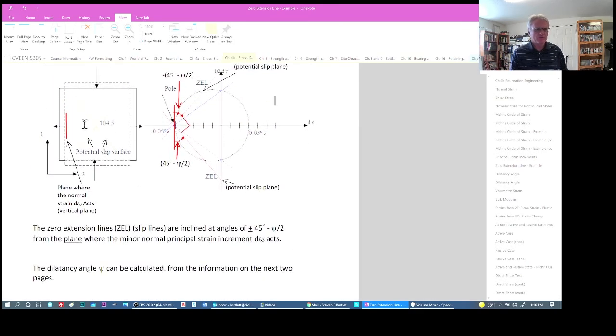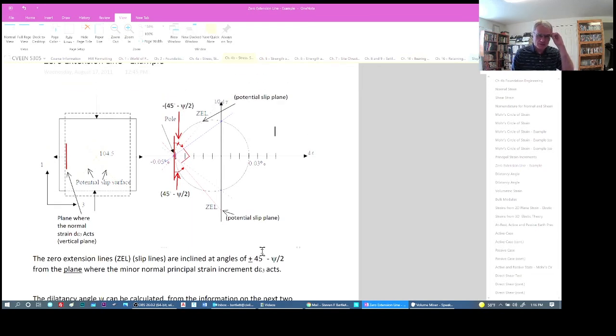And these potential slip surfaces occur on what's called the zero extension lines, and these are inclined at an angle of plus or minus 45 minus psi divided by 2 from the plane where the minor normal principal strain increment d epsilon 3 acts. So this is the minor principal strain increment d epsilon 3, and the plane upon which it acts, I'm reminding you, is a vertical plane.